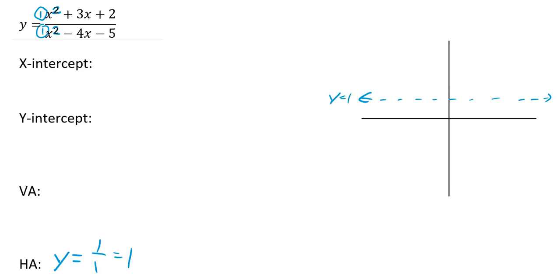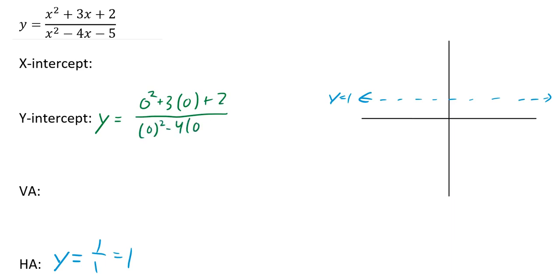is y equals 1. The other thing I can do before factoring is find my y-intercept. If I plug in 0 for x, I get my y-intercept. So I get (0 squared plus 3 times 0 plus 2) over (0 squared minus 4 times 0 minus 5). 2 over negative 5, negative 2/5. My y-intercept is the point (0, negative 2/5). That's going to be something like here on the graph. If I'm counting by ones, 1, 2, 3, 4, 1, 2, 3, 4, negative 2/5 is somewhere between 0 and negative 1.